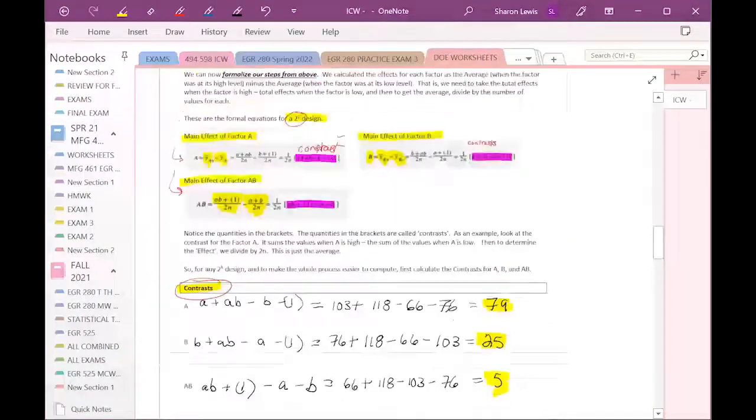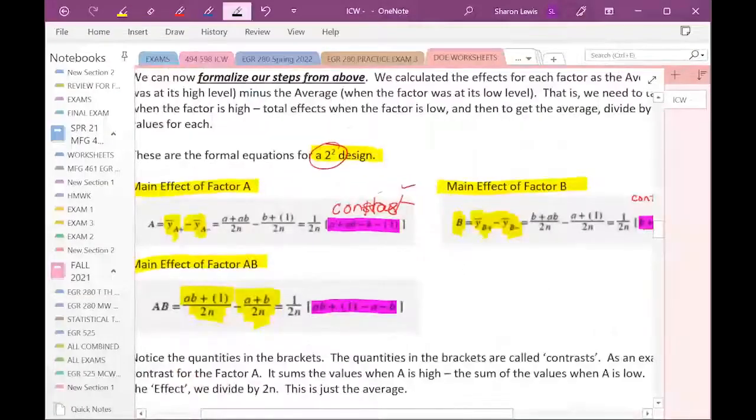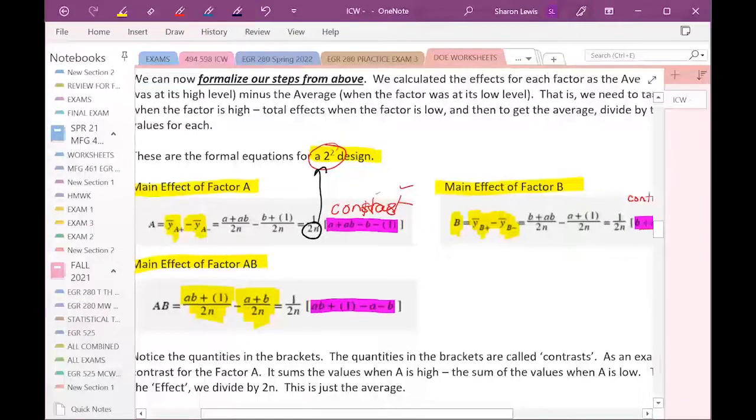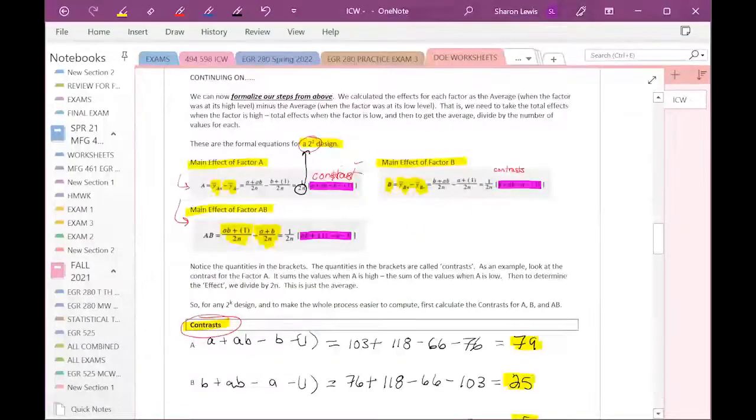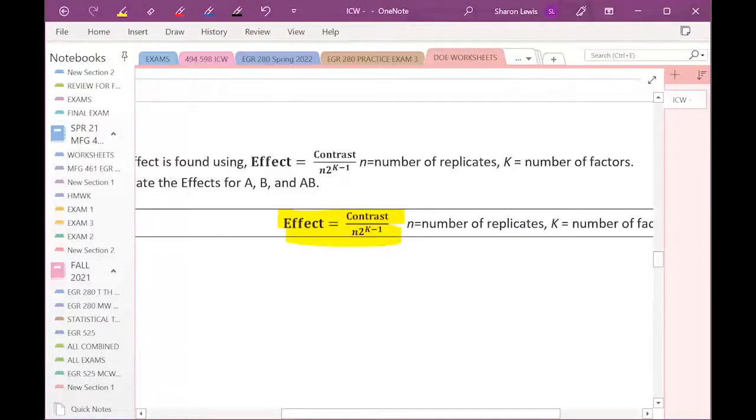So I said that this one right here, when it's over 2 times n, that's only for a 2 to the 2 design. But what if we have 3 factors? What if we have 4 factors? So this is the official formula for the effect. The contrast, which is just the sum of the high minus the low, is just the numerator. The denominator, though, works for any number of factors.